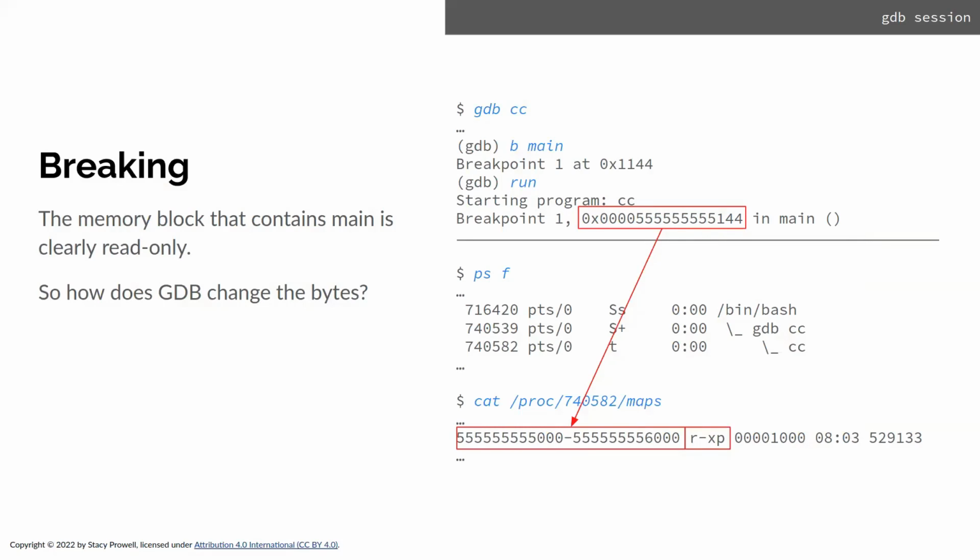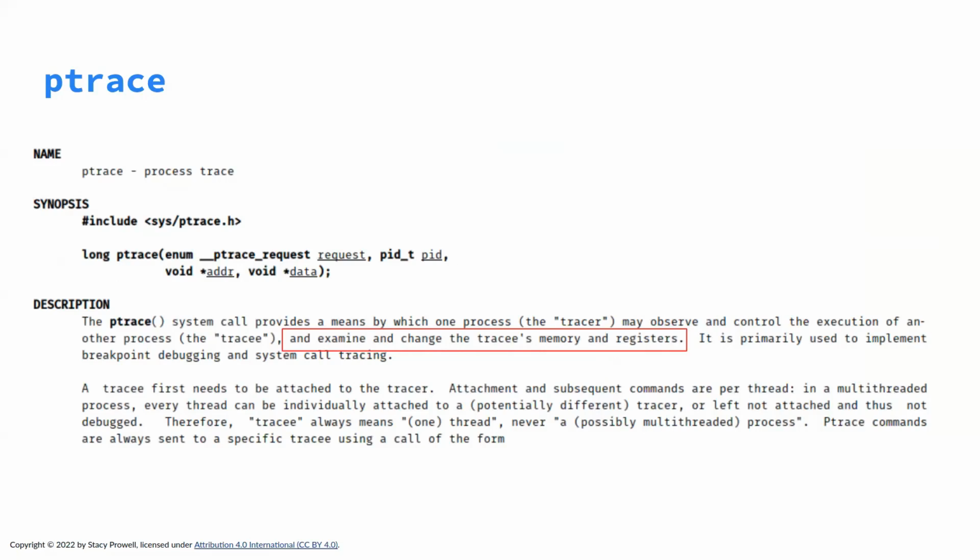So I guess all security is out the window. It does it because GDB had the good fortune of being the thing that started our code running, and it gets to use ptrace. If you do a man for ptrace, you will discover that the ptrace system call provides a means by which one process, the tracer, can observe and control the execution of another process, the tracee, and examine and change memory and registers. Wow, that sounds like a really secure thing to have in my system. I'm so glad it's there. It's primarily used to implement breakpoint debugging and system call tracing. A tracee gets to be attached to the tracer. Attachment and subsequent commands are per thread, etc. So there you go.